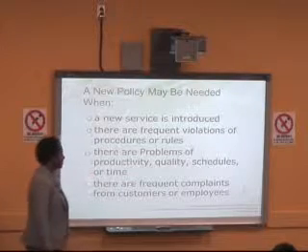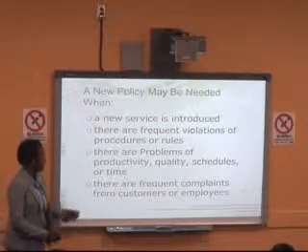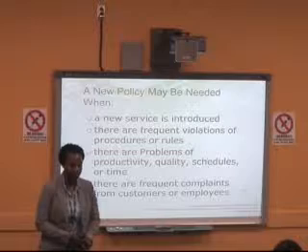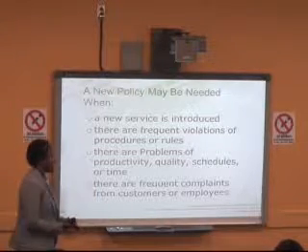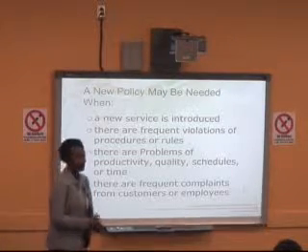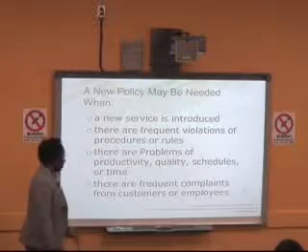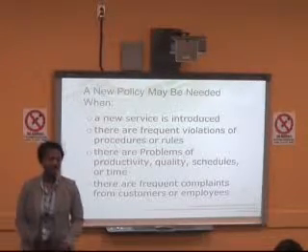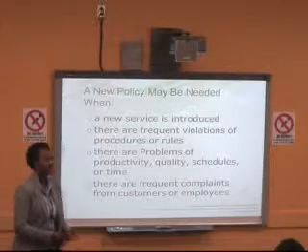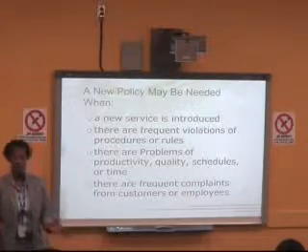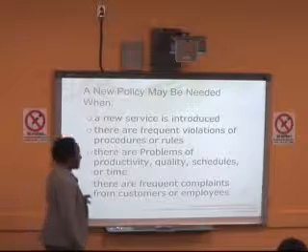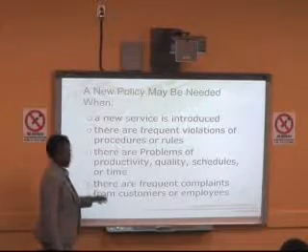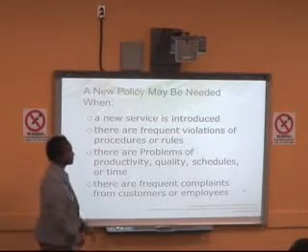Maybe there's problems of quality, schedules, or productivity. Again, if there's an issue there, it may be something we need to revise or recreate altogether. Or maybe it's just not working. Maybe we're getting continuous complaints from our patients, our customers, or our employees. We may need to go back to the drawing board and revise a policy or create a brand new one.